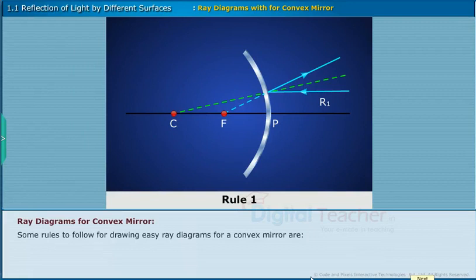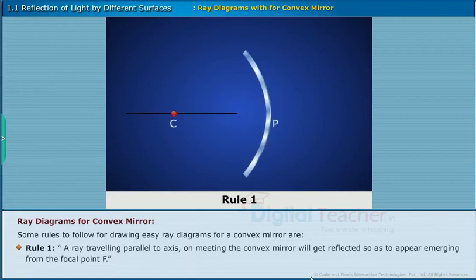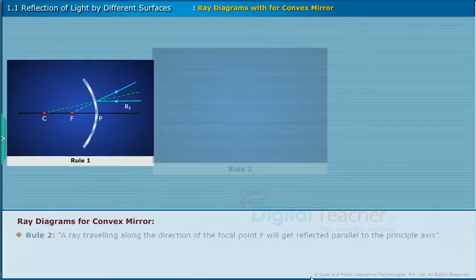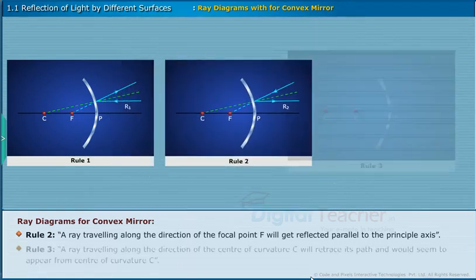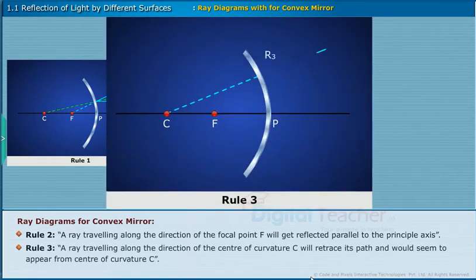Some rules to follow for drawing easy ray diagrams for a convex mirror are: Rule 1. A ray traveling parallel to the axis on meeting the convex mirror will get reflected so as to appear emerging from the focal point F. Rule 2. A ray traveling along the direction of the focal point F will get reflected parallel to the principal axis. Rule 3. A ray traveling along the direction of the center of curvature C will retrace its path and would seem to appear from the center of curvature C.